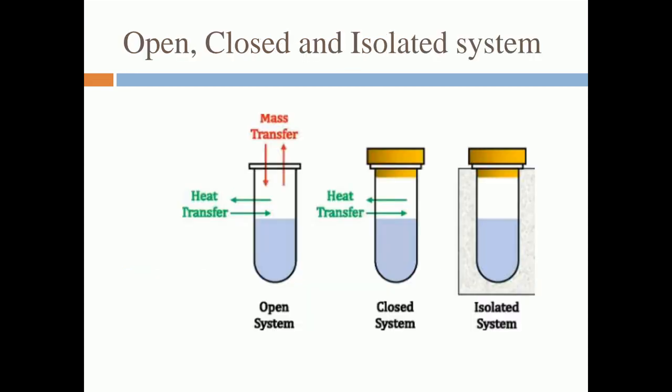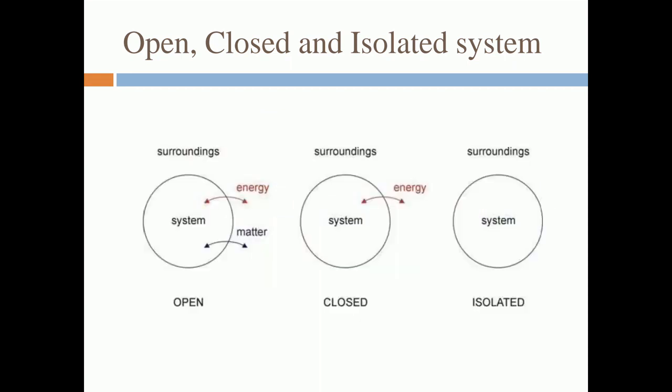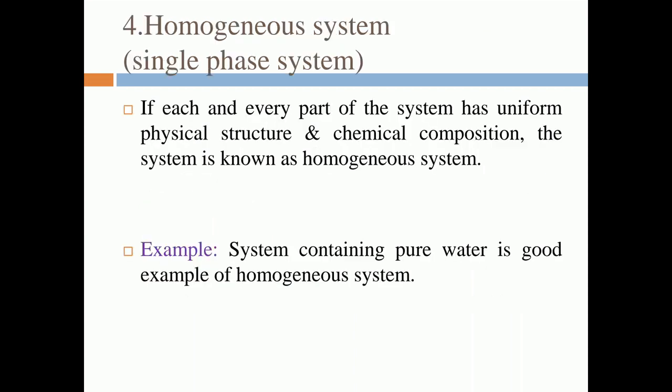In the general idea, this is the open, closed, isolated, where in open there is energy and mass transfer, in the closed system only energy transfer, and in isolated no energy, no mass transfer. You can draw this kind of figure. Open system, so energy and mass, closed only energy, and isolated no energy and no mass transfer. Now homogeneous system, or we can say the single phase system.